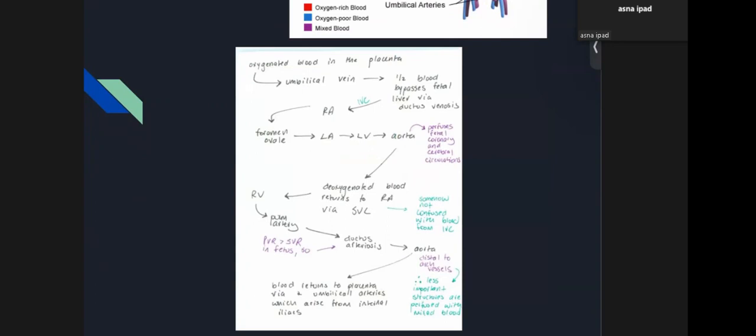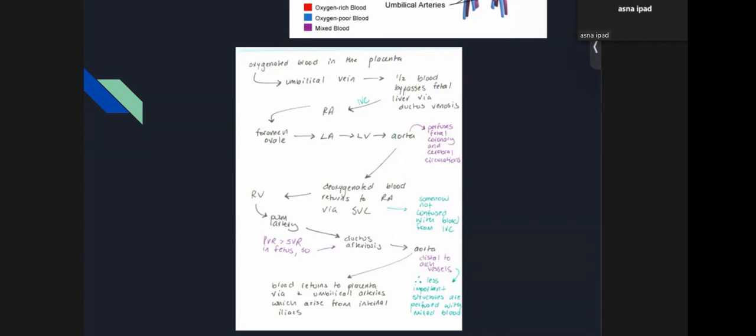The oxygenated blood in the placenta leaves the placenta via the umbilical vein. The umbilical vein enters by the abdominal insertion, enters the liver, and bypasses the liver by joining the left branch of the portal vein. This left branch of the portal vein drains into the IVC via the ductus venosus. The ductus venosus is a small connection between the portal vein and IVC, a small trumpet shape, so the velocity is very high.